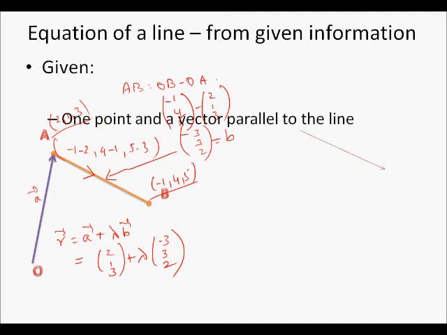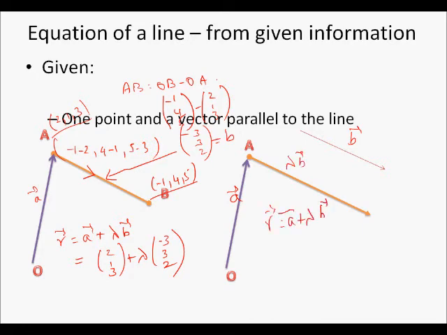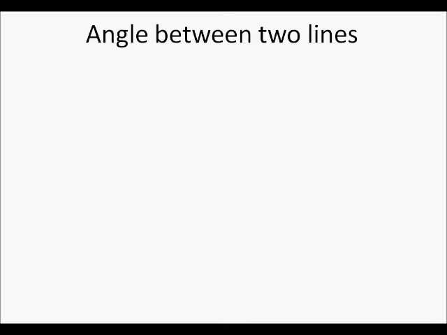Okay, so what about one point and a vector parallel to a line? You have a vector B and you are given one point A. You need to find the equation of this line. When the point is given, you can find the position vector of the point. So this one is lambda B, and we know that R is equal to A plus lambda B, as we did before.